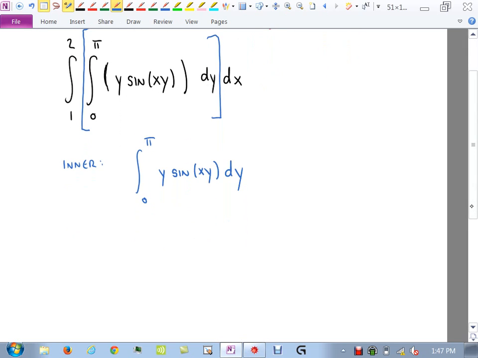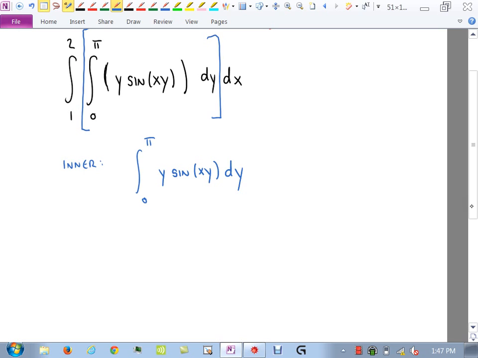So in that integral, I'm treating what as a constant? The x. That means I have to find the antiderivative of y sine xy. So it's already been recognized that it can be done, but it's going to require integration by parts, correct? Integration by parts.